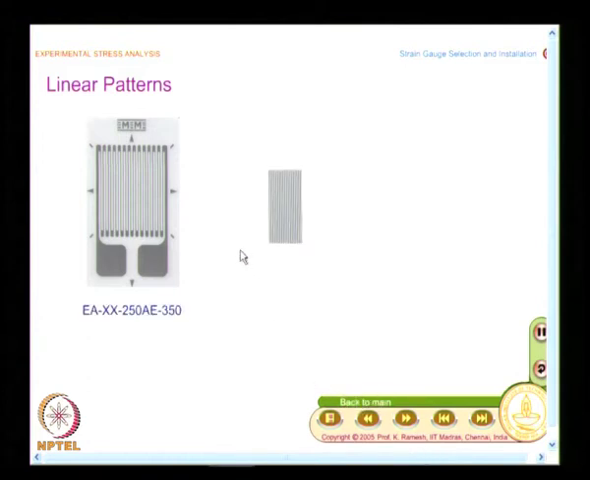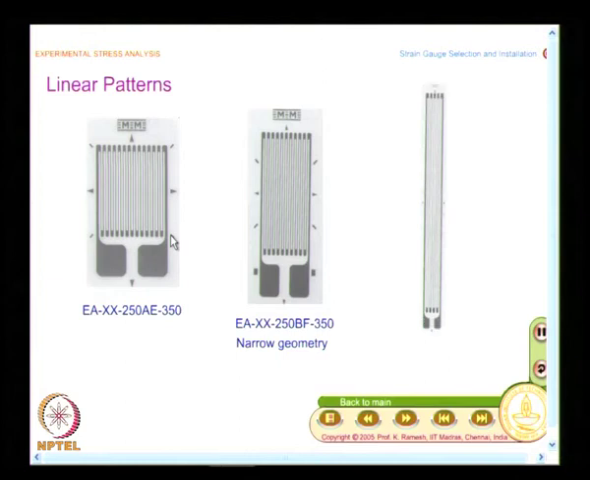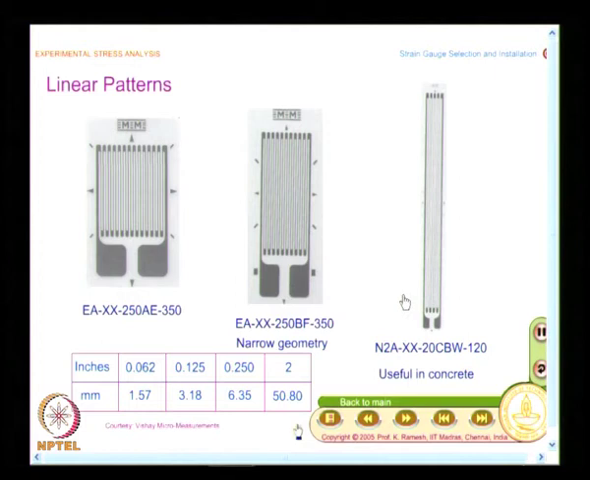And the idea here is to show a variety. I can have a very wide grid pattern. Why do you have the wide grid pattern? For heat dissipation. If heat dissipation is an issue, then go for a wide grid, otherwise go for a narrow grid. And this is the other extreme, you have a very long strain gauge. You have to know that such strain gauges are really available, and this is about 50.80 millimeter. This is very long and useful in concrete.